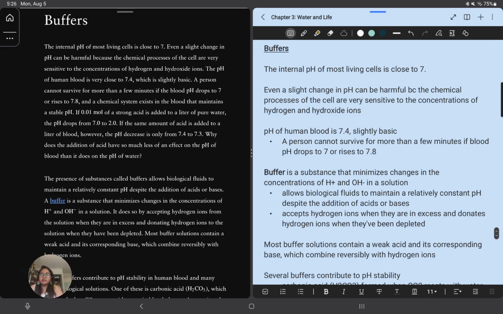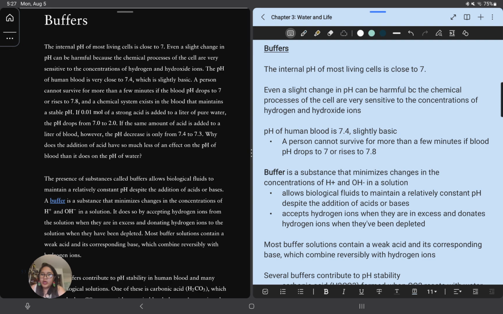Buffers. The internal pH of most living cells is close to 7. Even a slight change in pH can be harmful because the chemical processes in a cell are very sensitive to the concentrations of hydrogen and hydroxide ions. The pH of human blood is very close to 7.4, which is slightly basic. A person cannot survive for more than a few minutes if the blood pH drops to 7 or rises to 7.8. And a chemical system exists in the blood that maintains a stable pH.